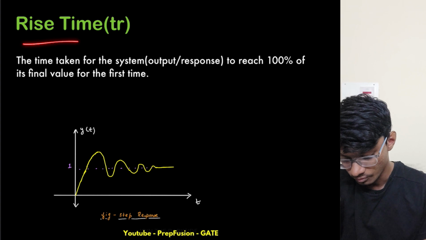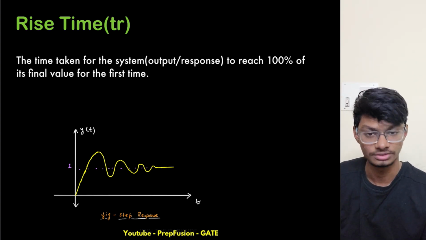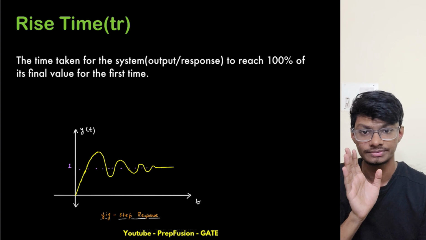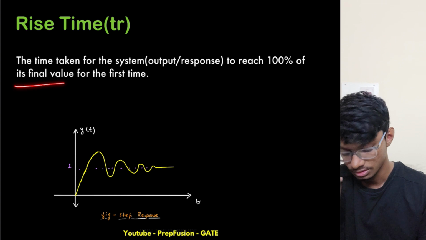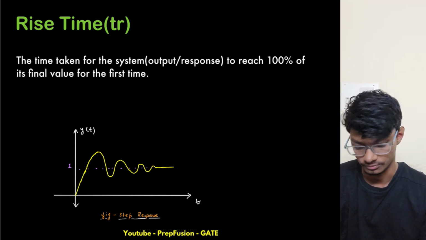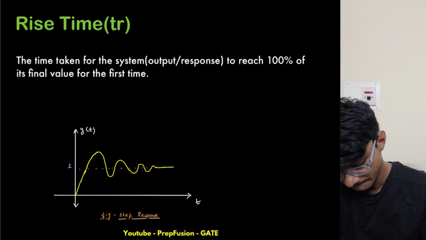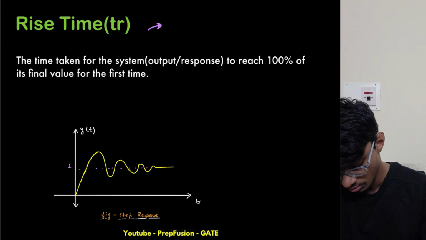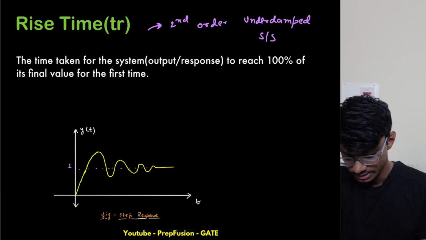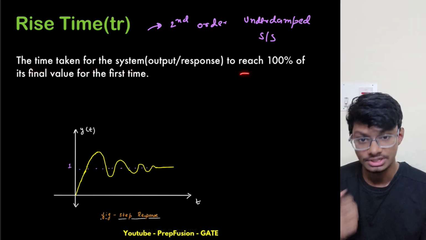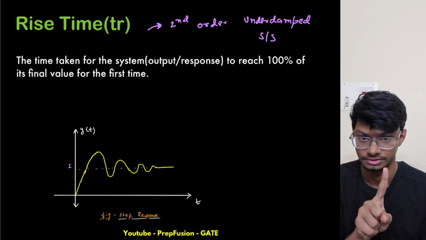Okay, so what is the rise time? Basically in the first order system, what was the definition? It was from 10% to 90%. But what is the definition of rise time for a second order underdamped system? It is the time taken for the system to reach 100% of its final value for the first time.